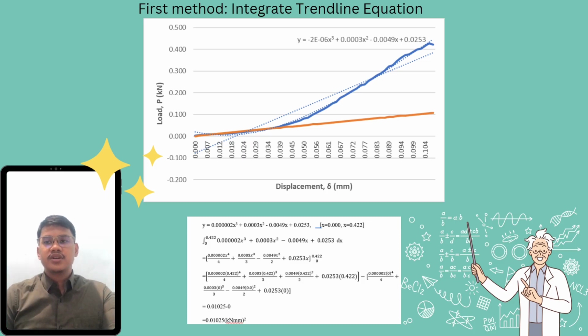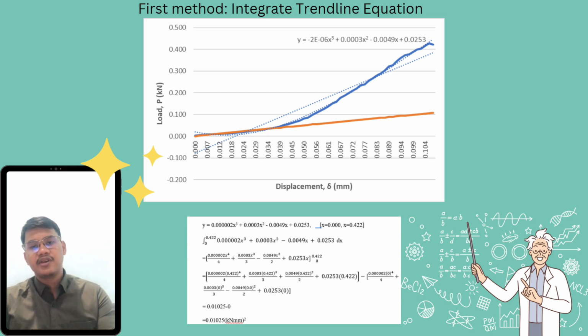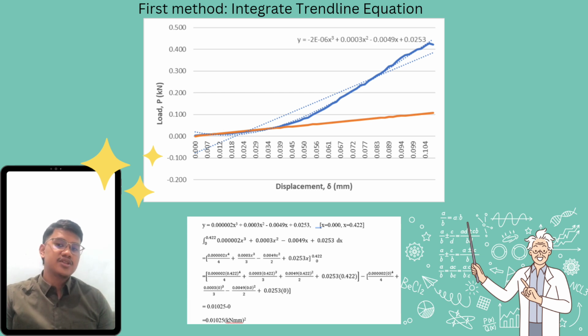Alright, for the first method, we are going to do a direct calculation to obtain the area on the graph using the trend line equation. As you can see from our calculation, we used the trend line equation generated from Microsoft Excel, and we put the limits at 0.422 and 0 for the bottom limit, and the answer that we have obtained is 0.01025 kilonewton millimeter square.